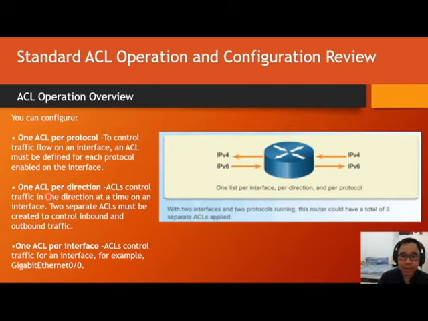Okay, so in ACL, you can configure one ACL per protocol. To control traffic flow on an interface, an ACL must be defined for each protocol enabled on the interface. So one ACL per direction. ACLs control traffic in one direction at a time on an interface. Two separate ACLs must be created to control inbound and outbound traffic. One ACL per interface. ACLs control traffic for an interface, for example, a gigabit interface.